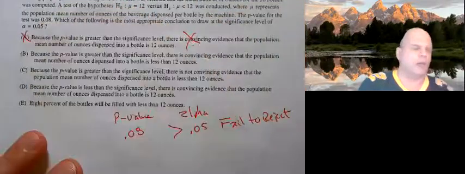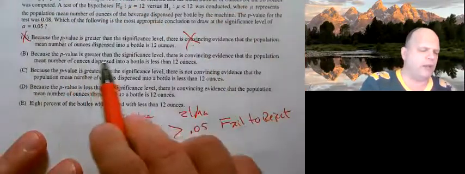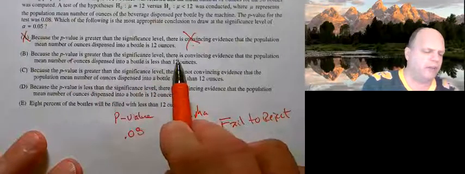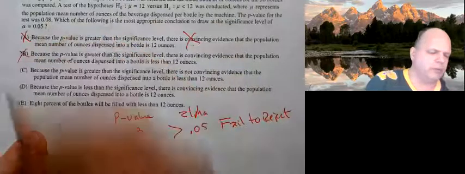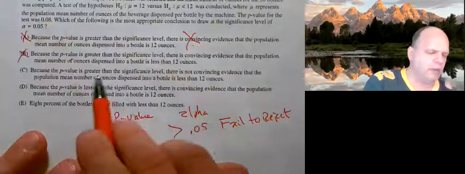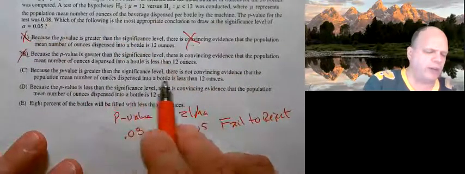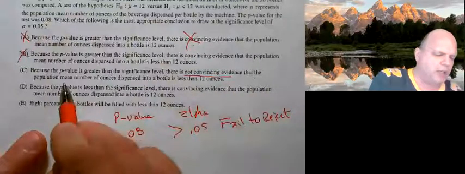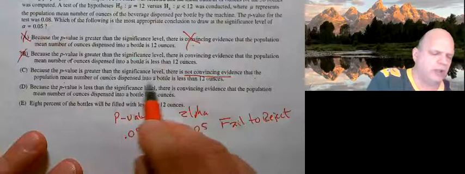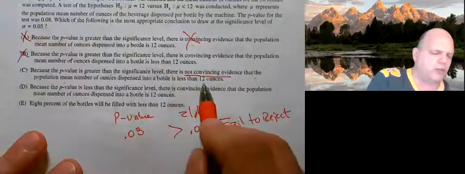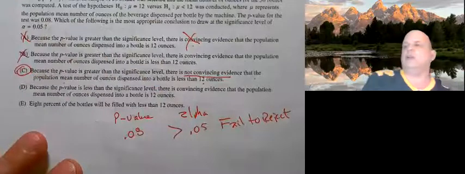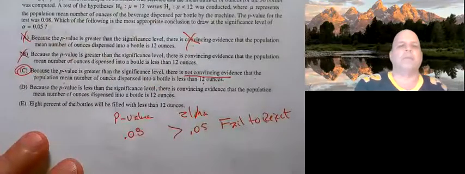That is wrong. Because the p-value is greater than the significance level, there is convincing evidence. No. Because the p-value is greater than the significance level, there is not convincing evidence that the population mean number of ounces dispensed into the bottle is less than 12 ounces. Winner, winner, chicken dinner, number 38, C. All right.